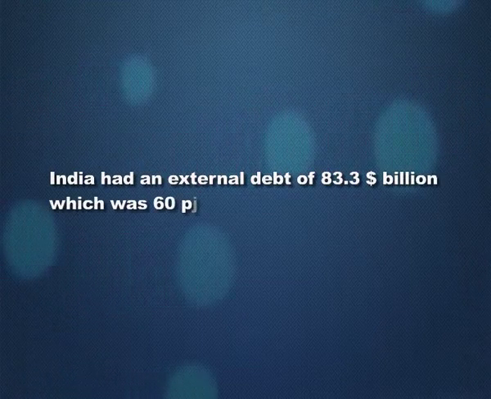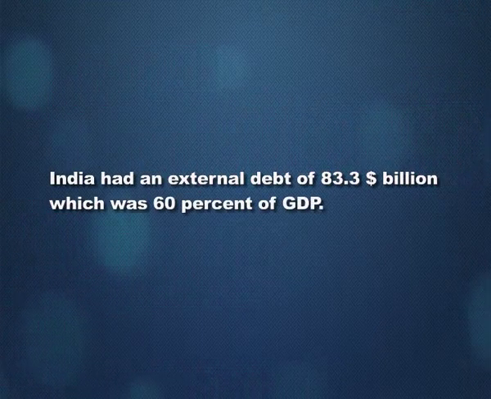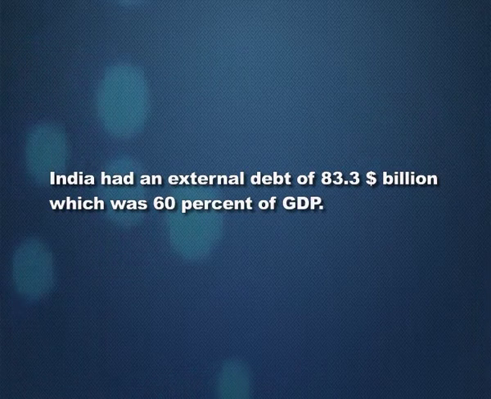India had an external debt of $83.3 billion, which was 60% of GDP. India's credit rating had gone down. India took emergency loans from IMF, pledging 67 tons of gold. Another 67 tons of gold was sold to Bank of England and Bank of Switzerland. Rupee was sharply devalued twice at the beginning of July 1991.